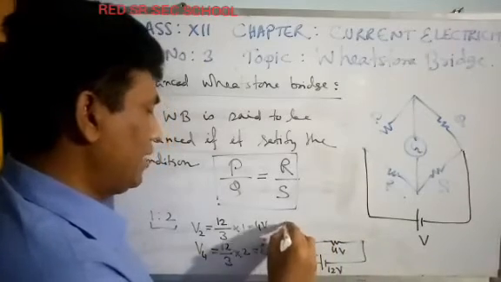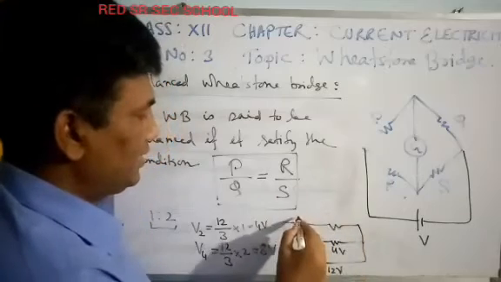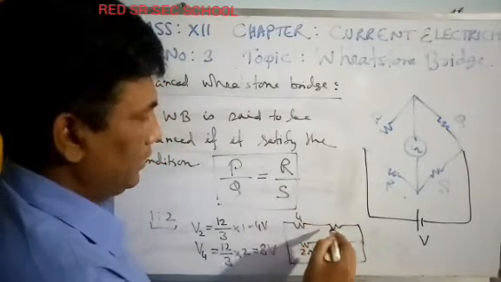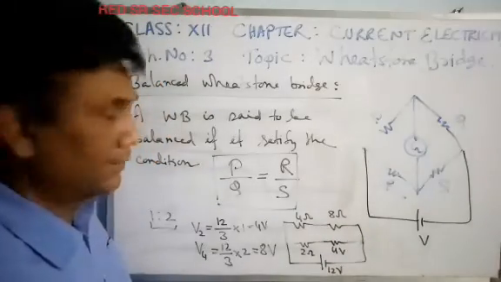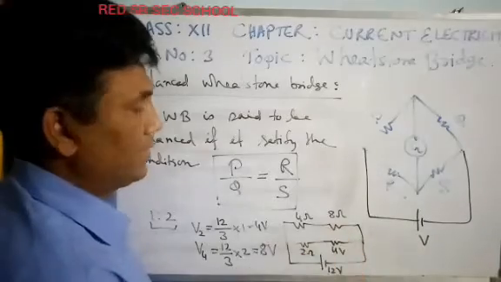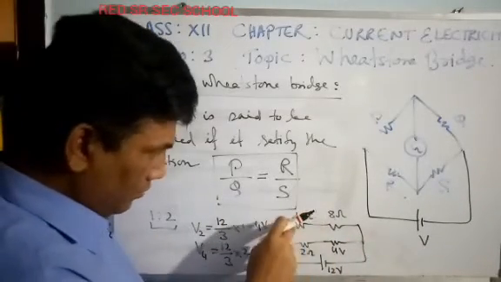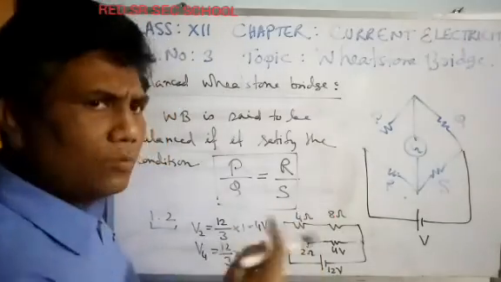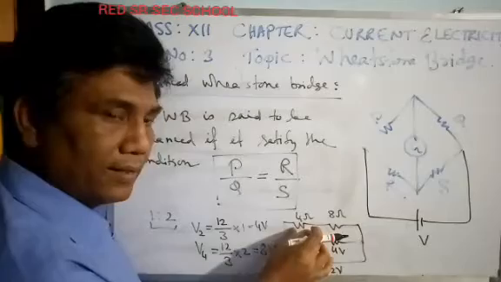It is connected to another set of resistance. Say this is 4 ohm, this is 8 ohm. Now let me see what is the voltage drop here and what is the voltage drop here. Now what is the ratio? 4:8. It means again 1:2. So what will be the drop here?